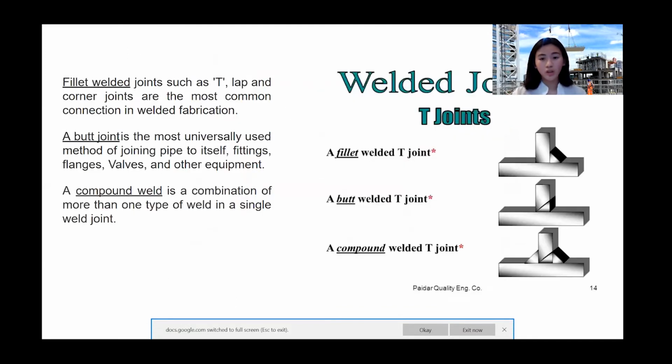Welded joints. Here are three examples of welded joints: a fillet welded T-joint, a butt welded T-joint, and a compound welded T-joint. A fillet welded T-joint is the most common connection in welded fabrication. A butt joint is the most universally used, while a compound weld is a combination of more than one type of weld in a single weld joint.